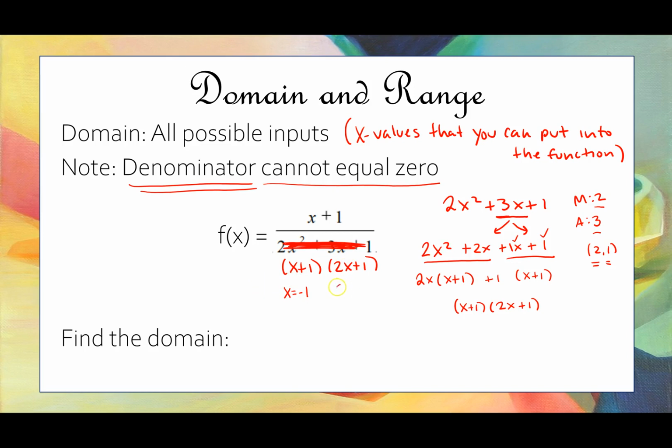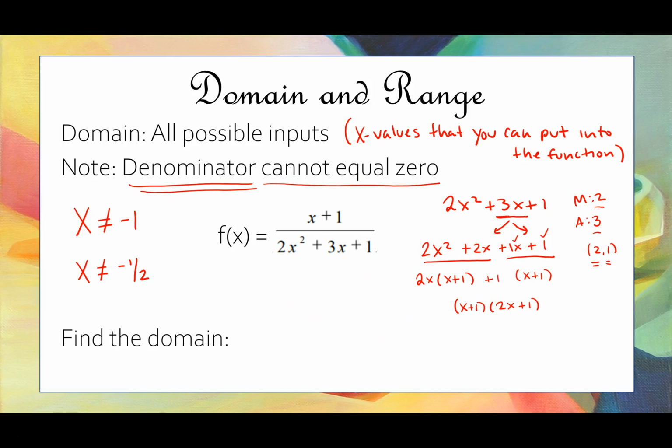And what about here? Well, here we have 2x plus 1 equal to 0. Subtract 1. I get 2x equals -1, divide by 2, and I get x equals -1/2. So there are two values that we cannot have. X cannot be equal to -1, and x cannot be equal to -1/2. Why? Well, that means if I were to plug those values into my denominator, I would get 0, and I cannot have 0 in my denominator.